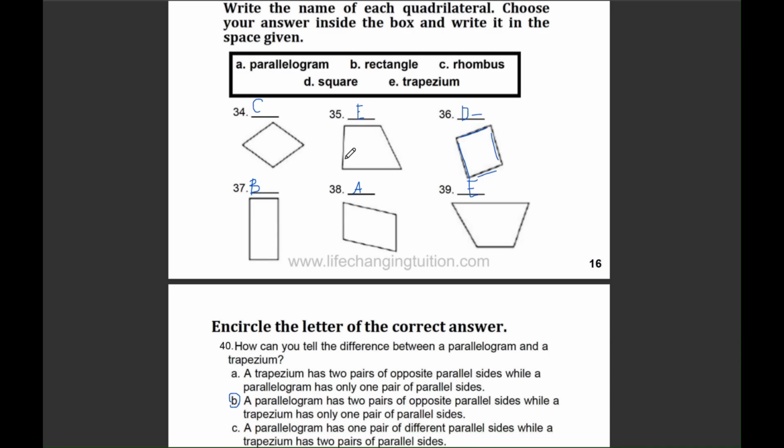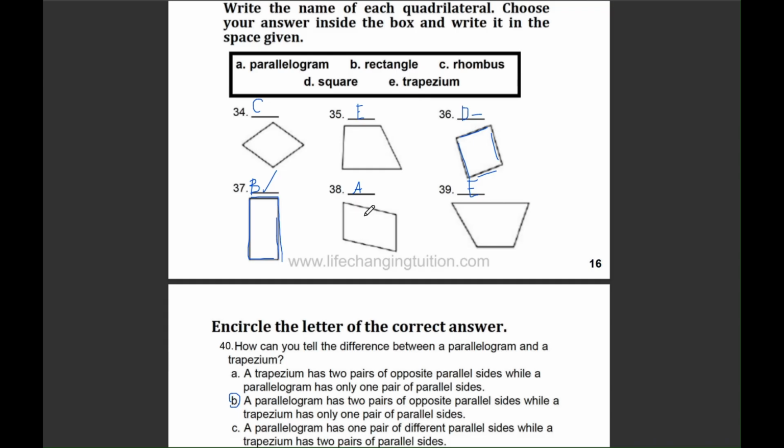Number 37. Name the quadrilateral. The picture shows an upright rectangle with right angles. Our options are parallelogram, rectangle, rhombus, square, or trapezium. It is not a square because a square needs all sides equal. Others lack 4 right angles. The answer is B, rectangle. The reason is opposite sides are equal and 4 right angles.